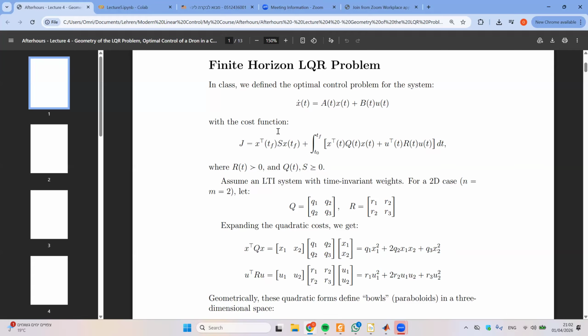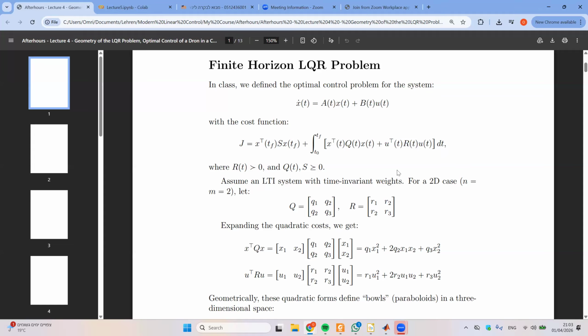And so on. So, just to remind us what we did in class, we had an LTV system and we had the cost function, and our goal was to find some optimal control, which would minimize this cost function. So I want to start by considering an LTI system and examining each one of these two terms.